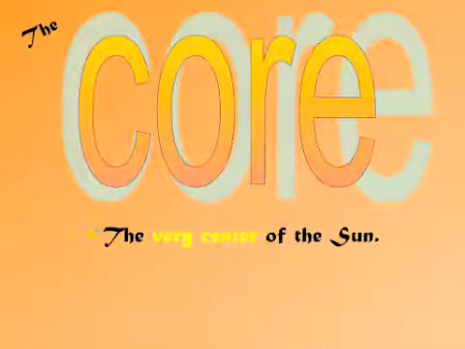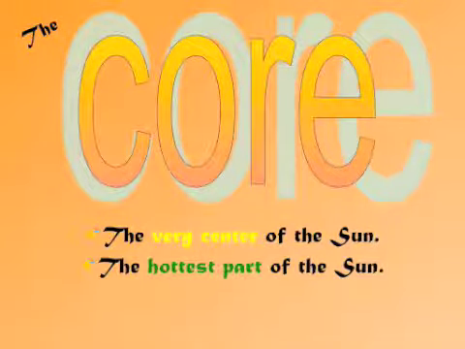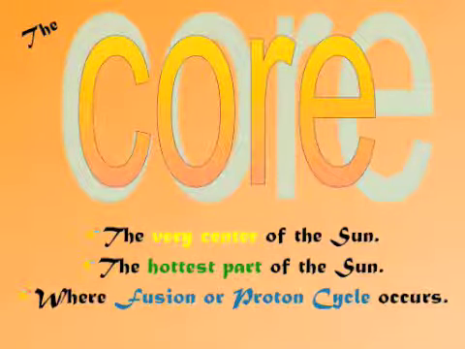First of all, the core. The core is basically the very center of the sun. It is the hottest part because it is where the fusion or proton cycle occurs. Basically, in the proton cycle, heat or solar energy is produced.